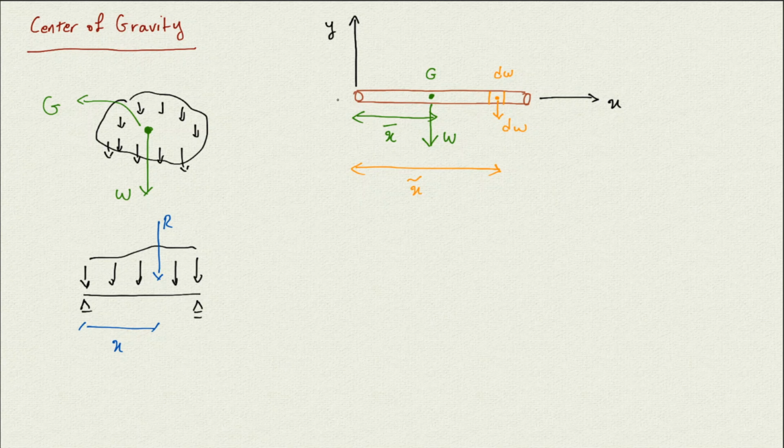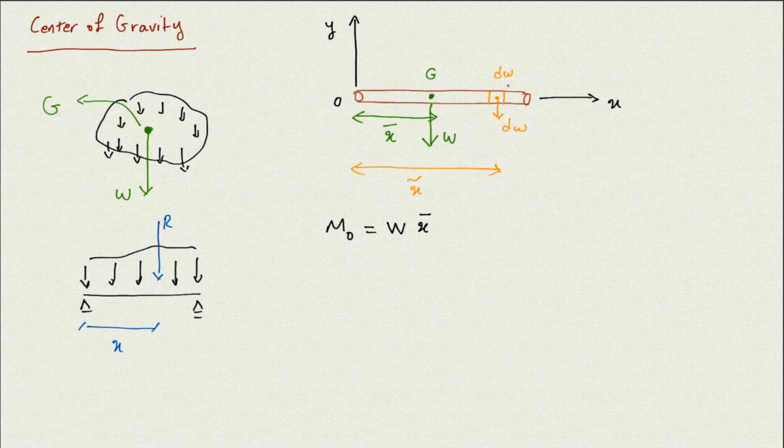Now, to find the center of gravity, one way is to write the moment about point O. The moment that the total weight creates about point O is going to be the weight times the distance x bar.